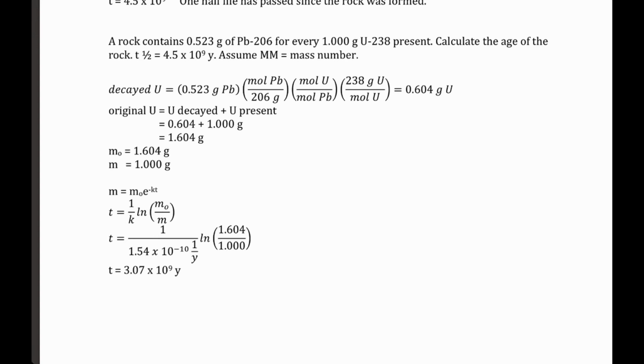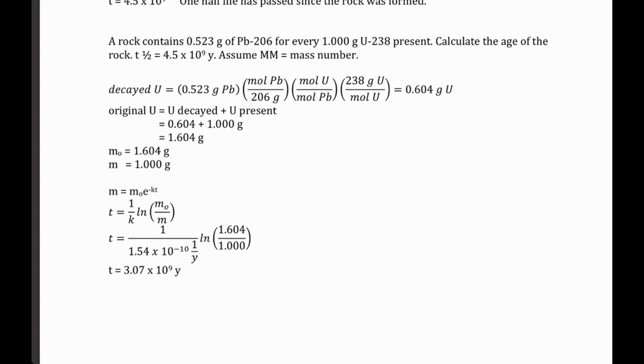Alrighty, so we take the equation M equals M naught e to the minus kt. We solve for time, which is 1 over k ln of M naught over M. Putting in our numbers, 1 over 1.54 times 10 to the minus 10, 1 over years, times ln of 1.604 over 1, and we calculate that the age of the rock is 3.07 times 10 to the 9th years.